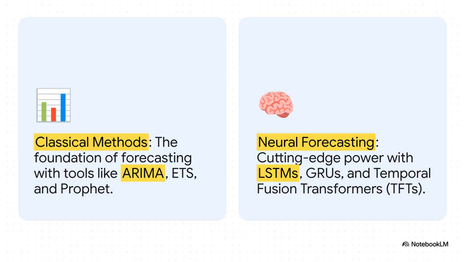And you can really see that evolution here. On one side, you've got the tried and true classical methods, like ARIMA and Prophet, super powerful. But on the other side, you've got the neural forecasting beasts, like LSTMs and the incredibly powerful temporal fusion transformers. This roadmap says you need to master both.